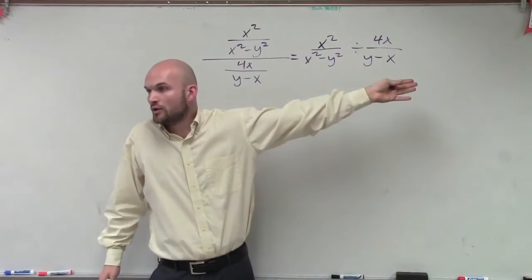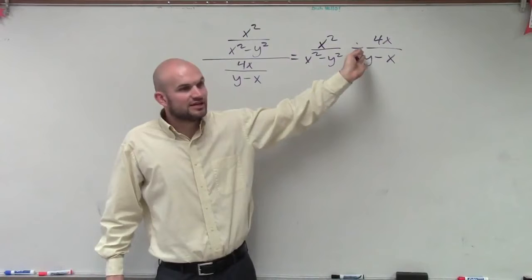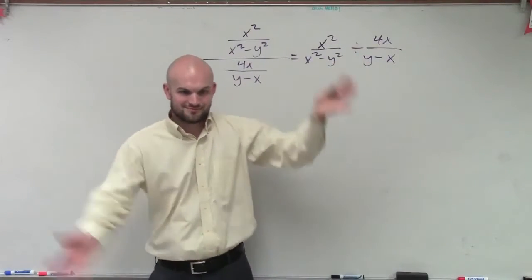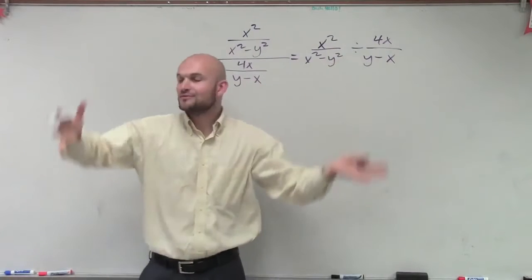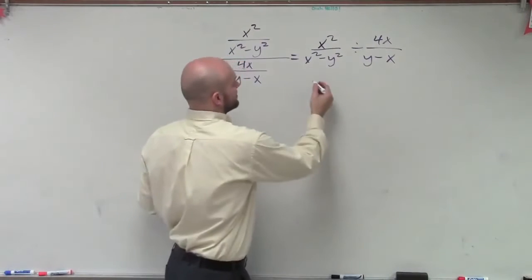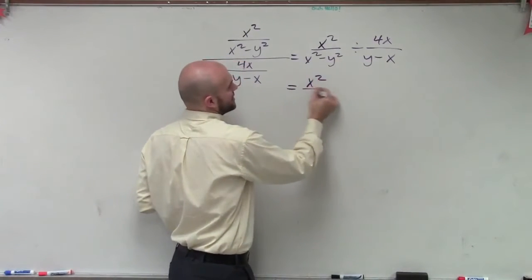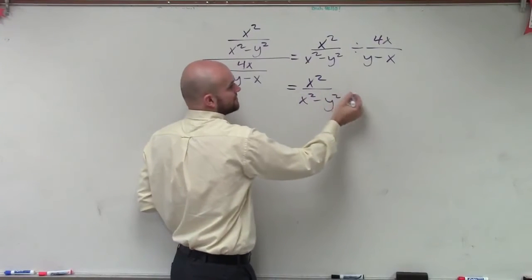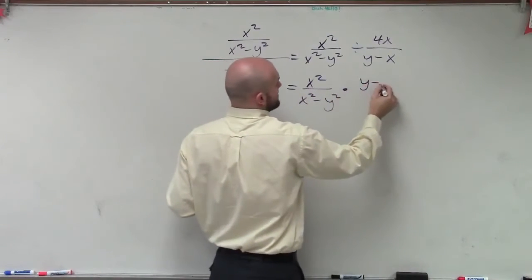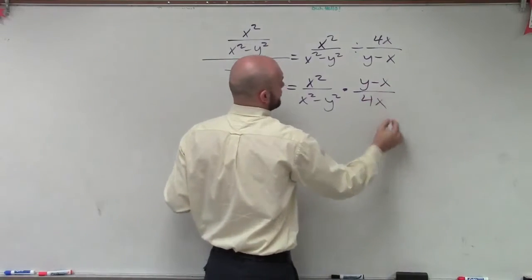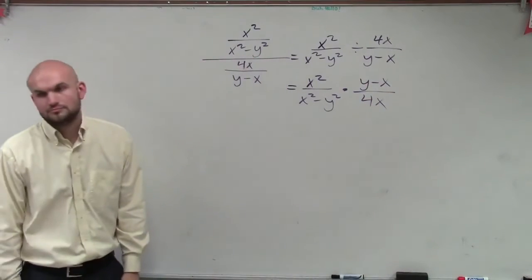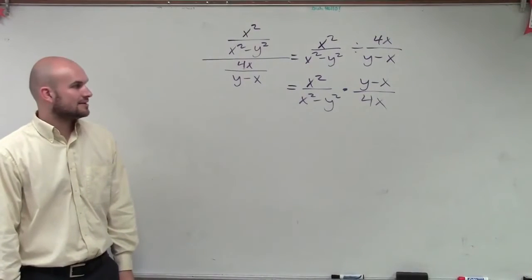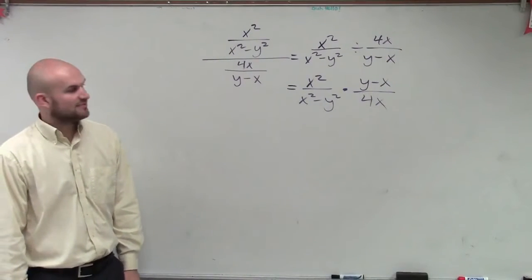And then what do we know about division? When I have two fractions to divide, we need to multiply by the reciprocal. So now in this problem I have x squared divided by x squared minus y squared. And remember, we're always flipping the divisor, times y minus x divided by 4x. Okay? So now, ladies and gentlemen, we need to go back and see how we can simplify this.